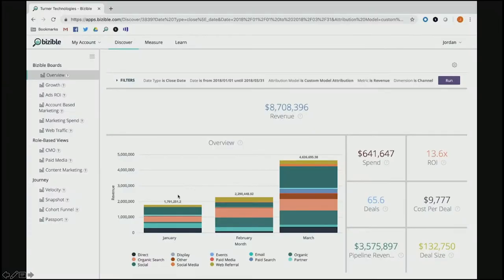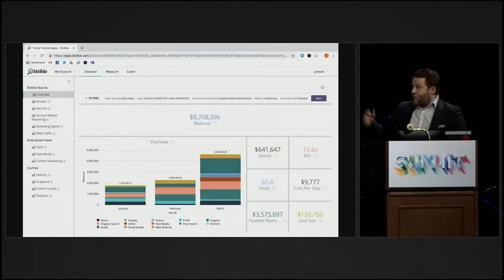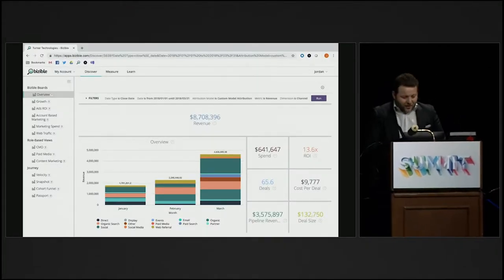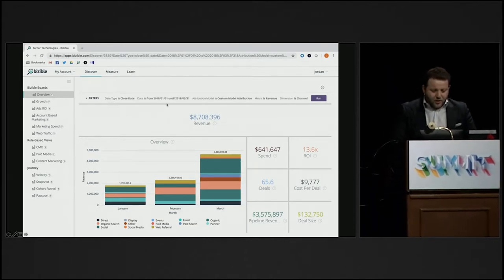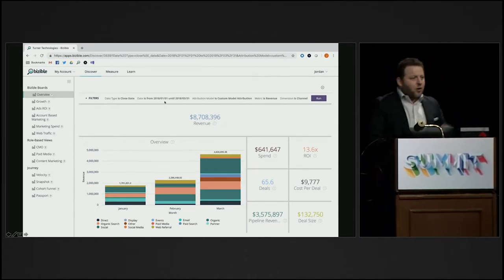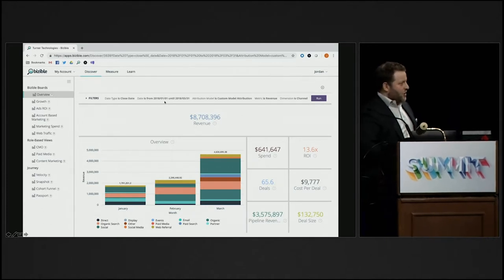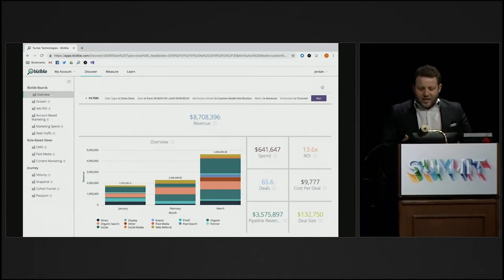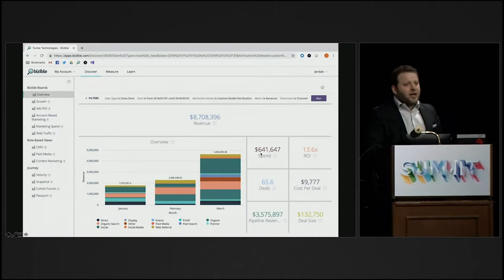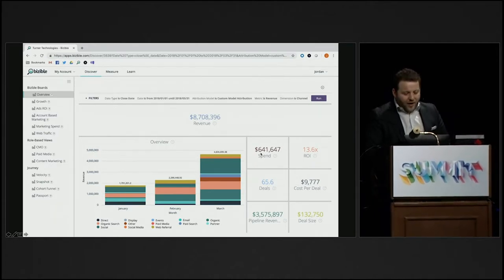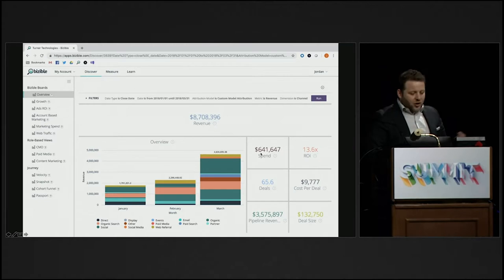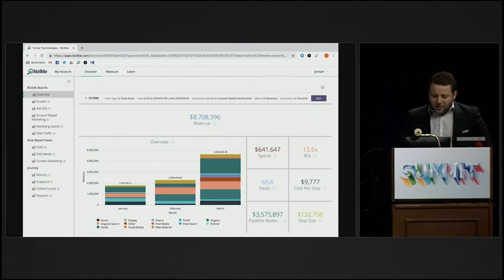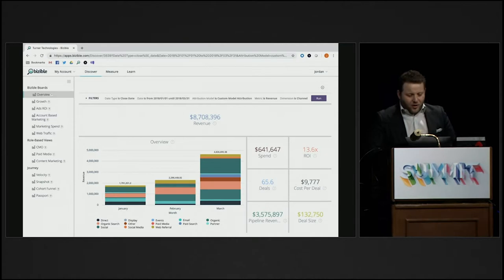Here we go. We're now in Bizible's Discover application, and what we're looking at is a high-level overview of all the critical metrics we need to understand the efficacy of our marketing efforts. So we can see how much revenue we're driving, which was your question. This is exactly how much revenue we're driving here in Q1. We can see it's $8.7 million. But we're also showing a bunch of other ROI and revenue-centric metrics, right? Not the traditional kind of just lead that we might think about. We can see how much we're spending to drive that revenue, what the ROI of that spend really was, what it cost to actually close a deal in terms of marketing spend, how big those deals are, and of course, pipeline remains a critical metric.